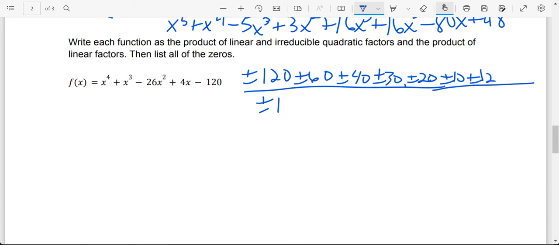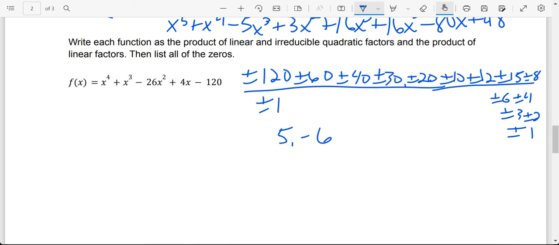And we got plus or minus 15 I forgot about. And 8. And then we got 6 and 4 and 3 and 2 and 1. Okay, now divide out evenly by 1. Plug those in. What do you get? 5 and negative 6 both work for zeros.